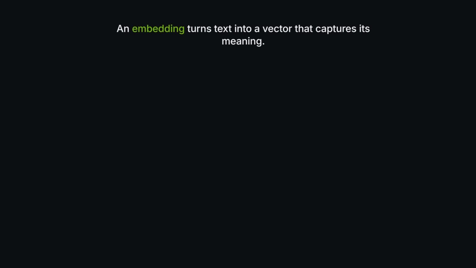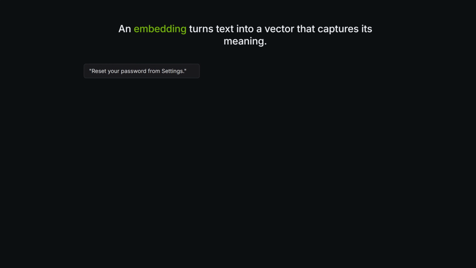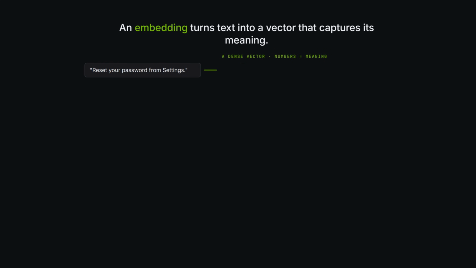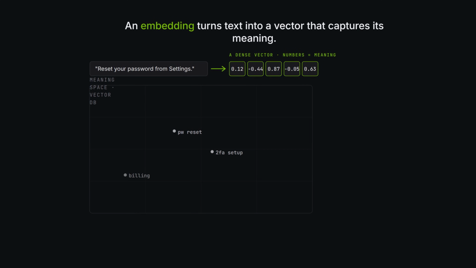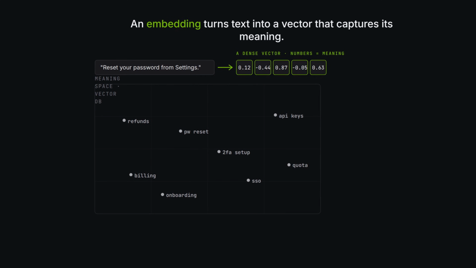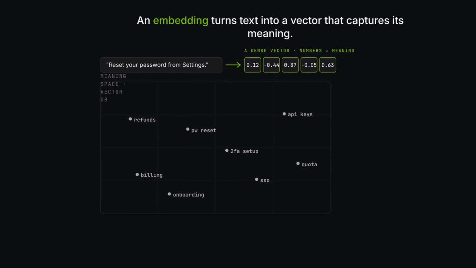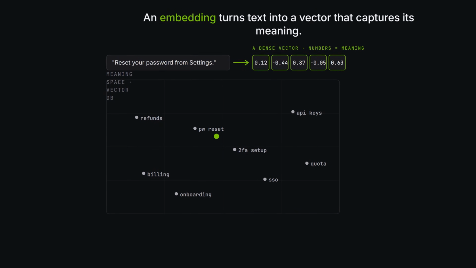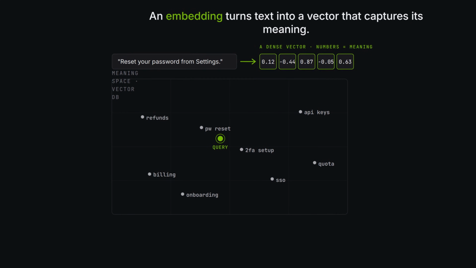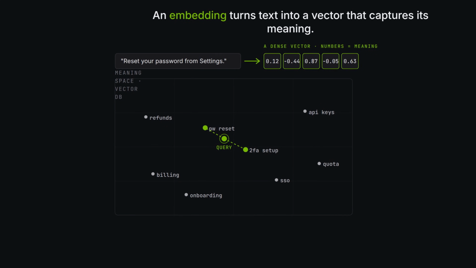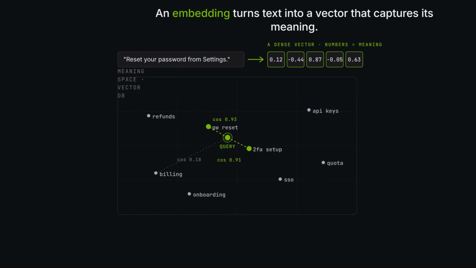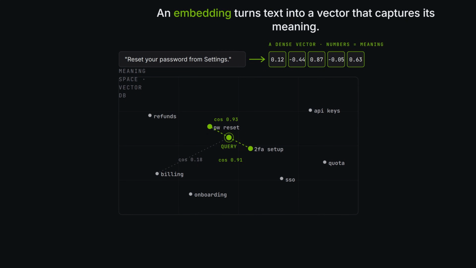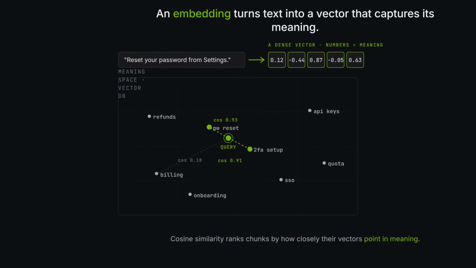The catch is that your docs live as plain text, and the model needs to find the relevant passage fast. An embedding solves this. It turns a chunk of text into a dense vector, a list of numbers that captures its meaning, so 2 passages about the same idea land near each other in that space. A vector database stores those vectors, and at query time, you embed the question and pull the nearest chunks by cosine similarity, which measures how close 2 vectors point in meaning, rather than matching exact words.